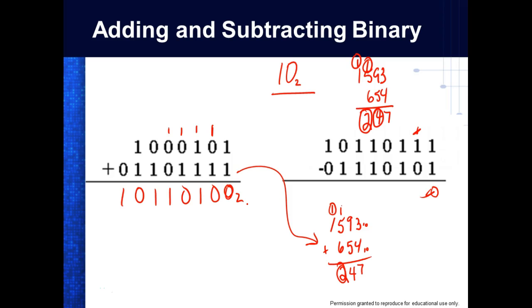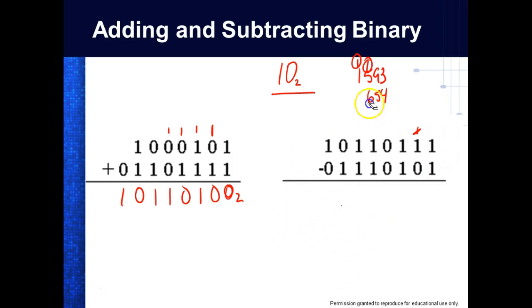So what's nice about this is you're either going to add 0 plus 0 is 0, 1 plus 0 is 1, and then 1 plus 1 is a 2, and you carry on what? You carry on the base. So in decimal, what do we borrow? We borrow tens, right? So what are we going to borrow in base 2?